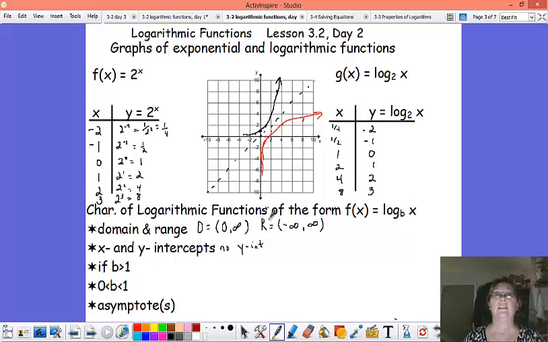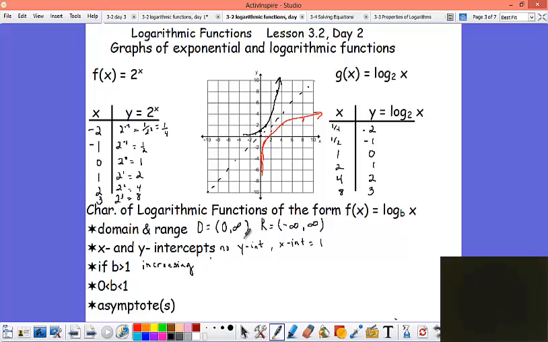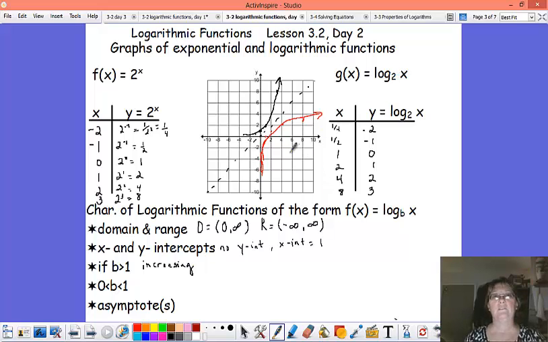However, it does have an x-intercept, and if nothing has been done to modify the rule, the x-intercept will be 1, or the point (1, 0). The value of b obviously has a lot to do with the shape of the logarithmic graph. If b is greater than 1, that denotes an increasing curve. And in fact, our example was b of 2, and you can see that that is an increasing function.